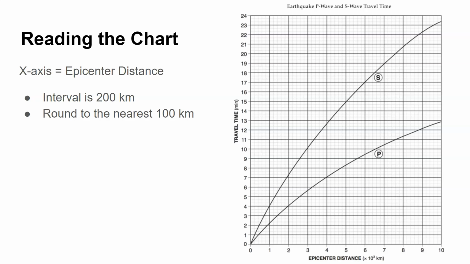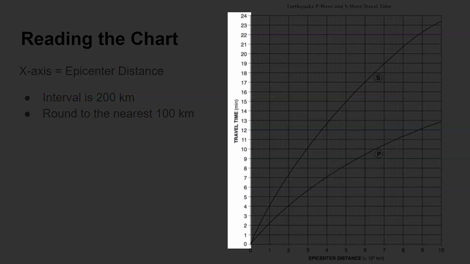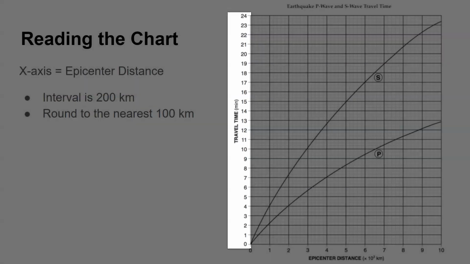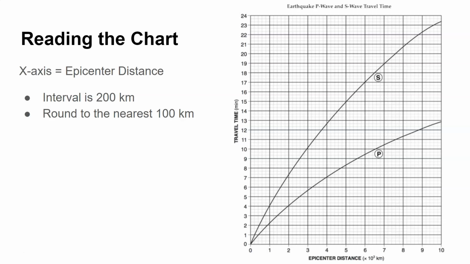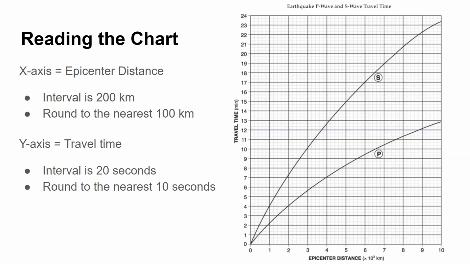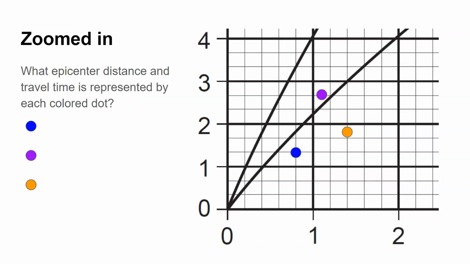If we look at the y-axis, that's going to be travel time of either the P wave or the S wave in minutes. The interval here is going to be 20 seconds for each horizontal line. So we can round to the nearest 10 seconds. So we're going to take a closer look at this. We're going to zoom in to the lower left-hand corner of this chart. And so we've zoomed in, and we want to know what the epicenter distance and travel time is represented by each colored dot. So the blue dot, purple, and orange here.